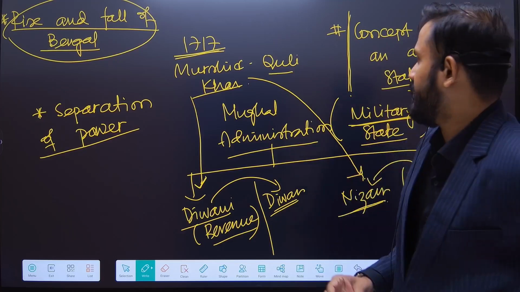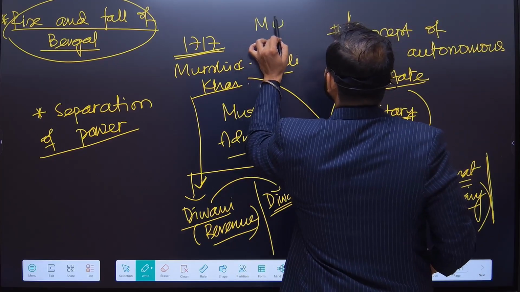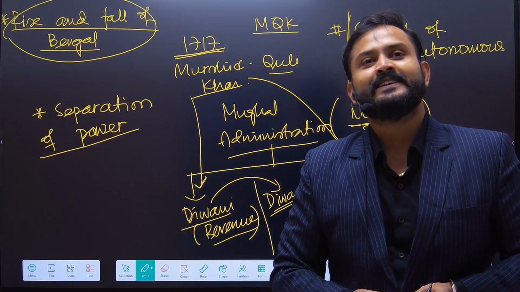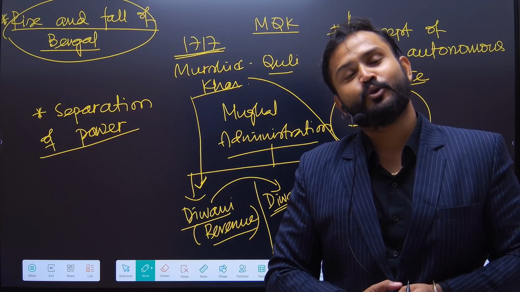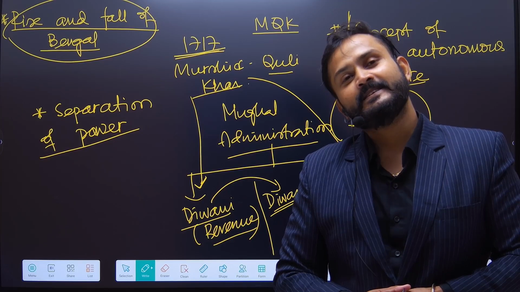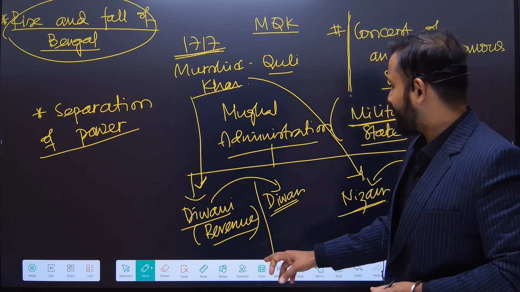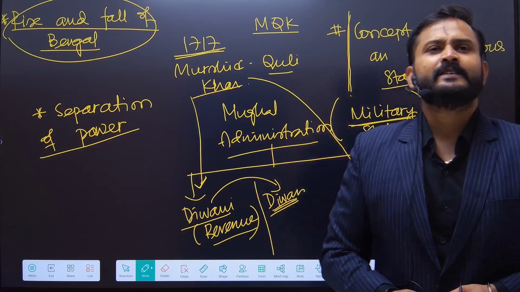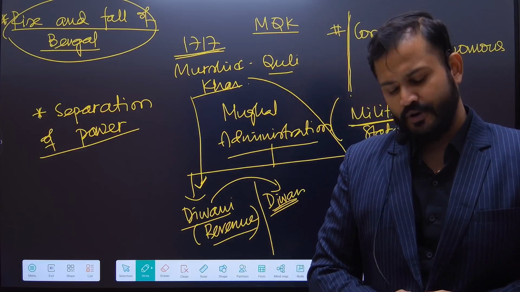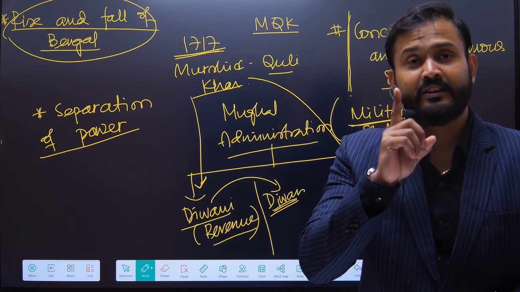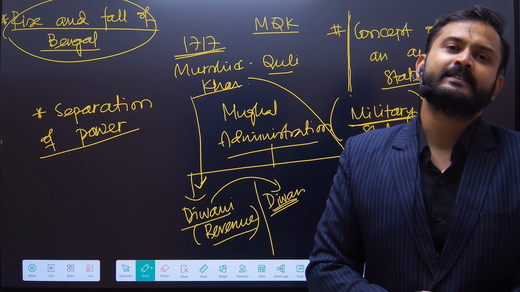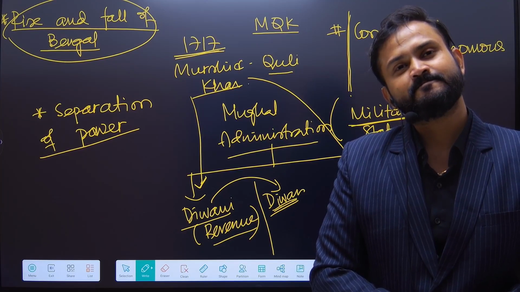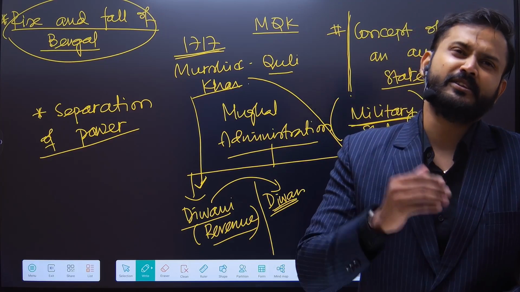Next point, Murshid Quli Khan. In short, you can also write down MQK. Murshid Quli Khan was already appointed as Diwan of Bengal. In bracket, once again write down Revenue Department, collection of taxes, managing of the revenue. Full stop. Alongside, keep on writing.